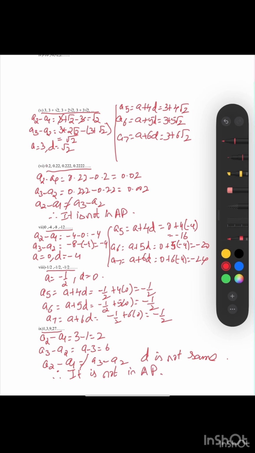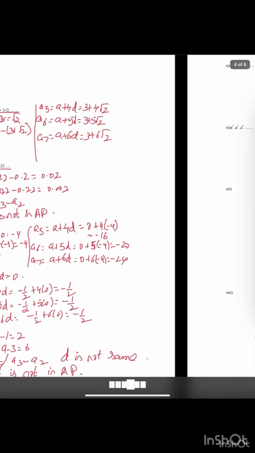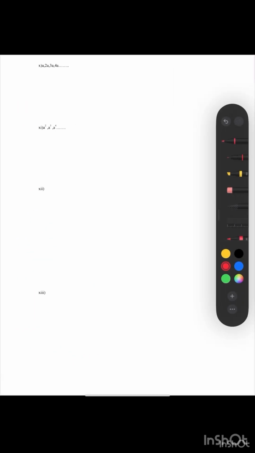Now coming to the next part, we have a, 2a, 3a, 4a. This seems to be a very simple part. Looking over here, we can tell the next terms, and we can tell the difference is the same. But let's find out. a2 minus a1 is 2a minus a, which is equal to a. Again, a3 minus a2 is 3a minus 2a, which is again a. So the difference over here is a. Also, my first term was a.